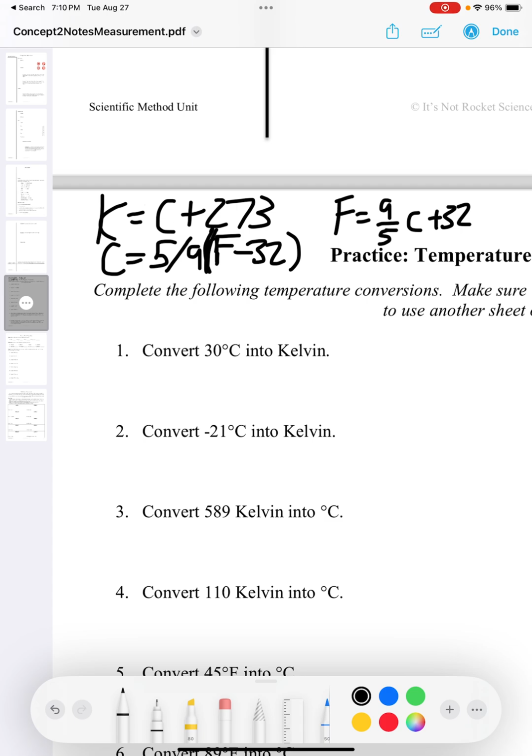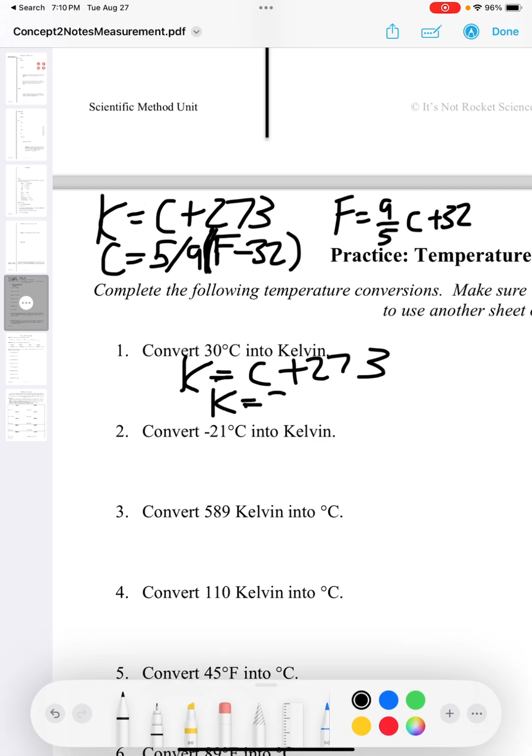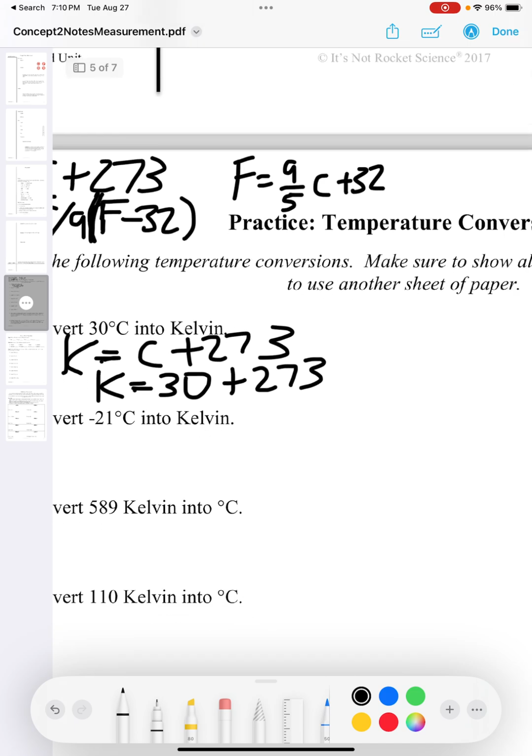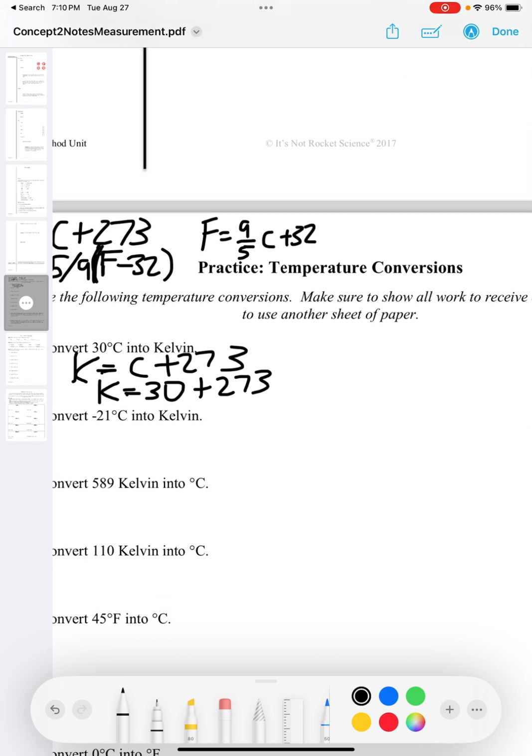So you're going to want to deal with the top formula, because that's the only one that deals with a C and a K, Celsius and Kelvin. And then you just have to put the right stuff in the right places. So 30 degrees Celsius, you plug in for C since it's Celsius. And then you keep everything else in the formula the same. Okay, so the K stays the same and the plus 273.